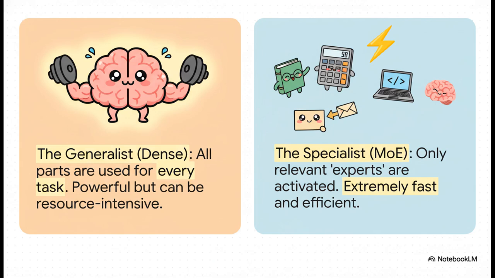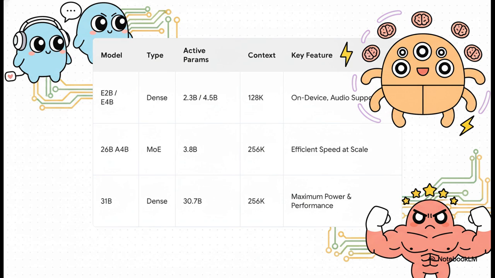So here's the key difference. A dense model is like a brilliant generalist. It uses all of its brain power for every single task. It's incredibly powerful, but that can take up a lot of resources. The MOE model, on the other hand, is that specialist team. It only calls on a small fraction of its total knowledge for any given task, which makes it super fast and efficient. And this table here lays out the whole family for us.